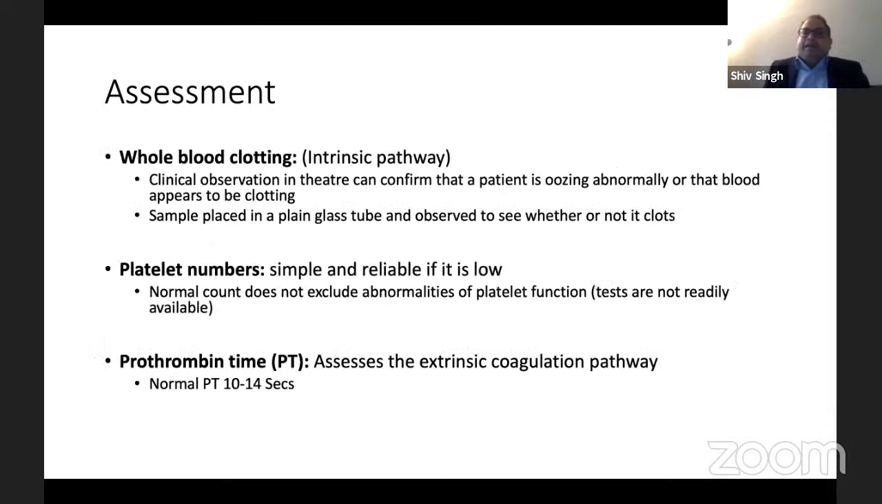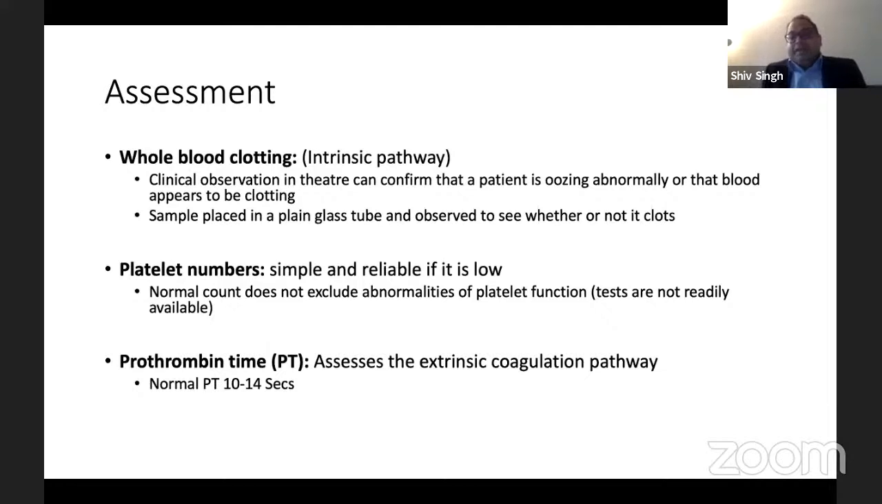Whole blood clotting looks at the intrinsic pathway, and this can be done clinically. The surgeons will tell you that there is abnormal oozing, or you can actually take a sample of blood in a plain glass tube and look for how long the clot takes to form. So that is a whole blood clotting system, looking at the intrinsic pathway.